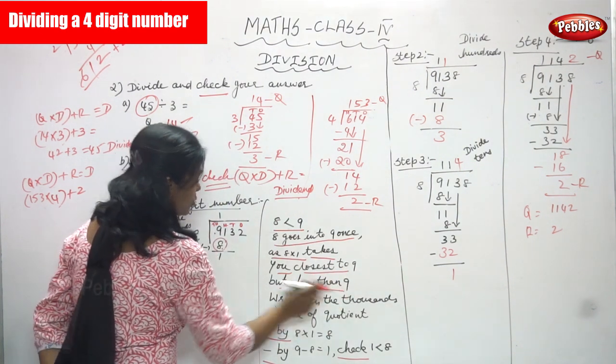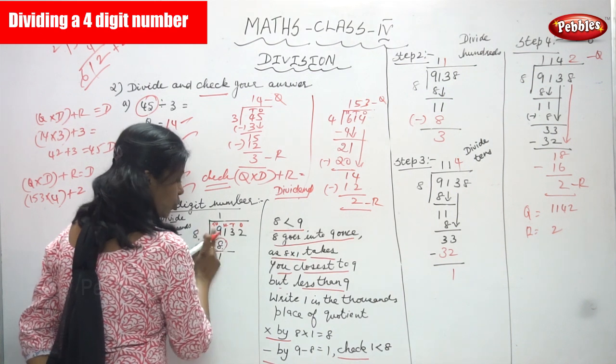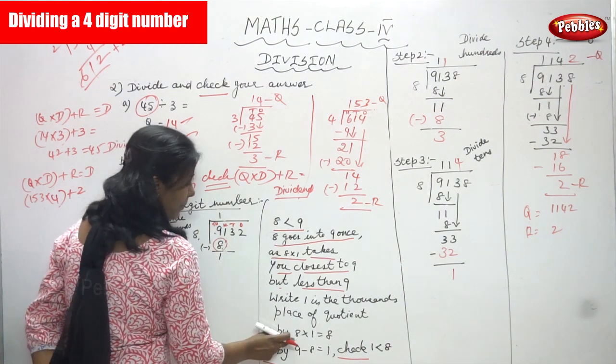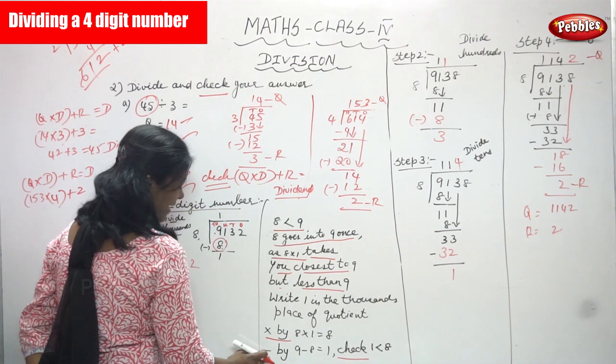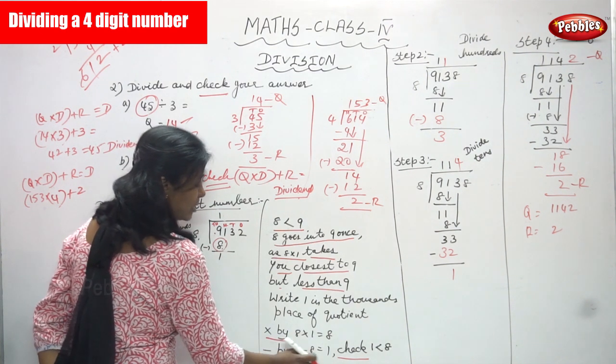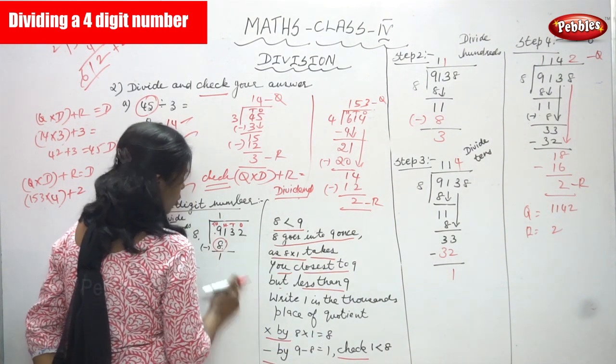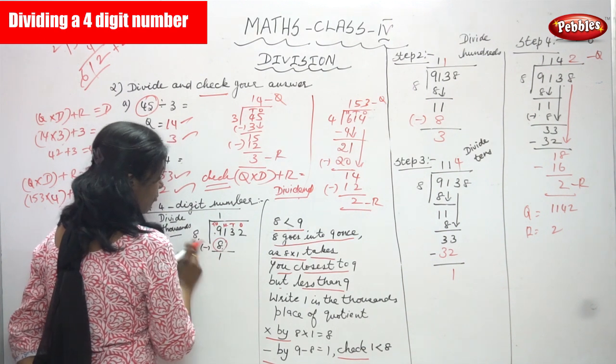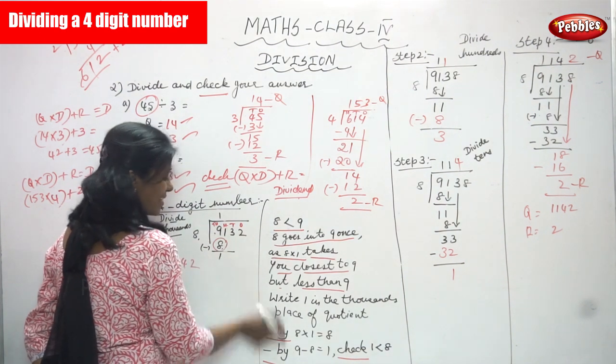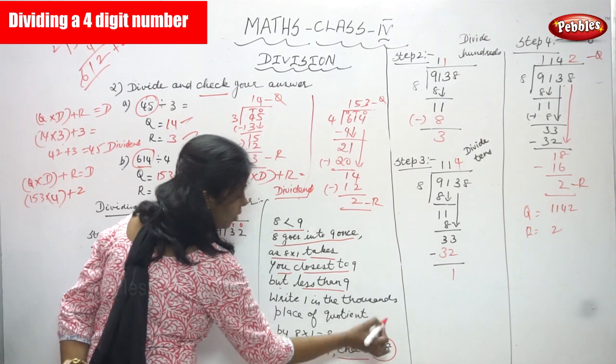Write 1 in the 1000 place. I have written it in the 1000 place as a quotient. Multiply 8 into 1, you get 8, and 9 minus 8 you get 1, which I have written. Then check 1 and 8 by comparing the numbers. 1 is always less than 8, that is also what I have written.